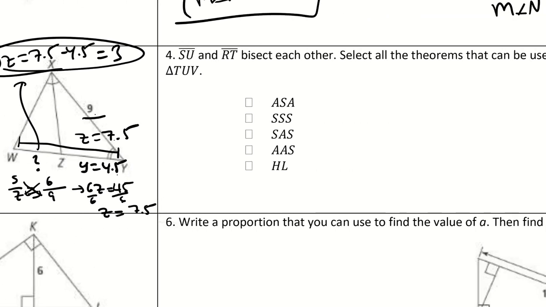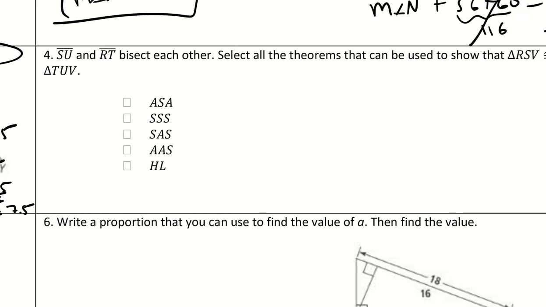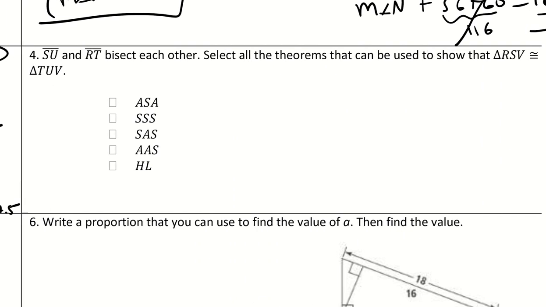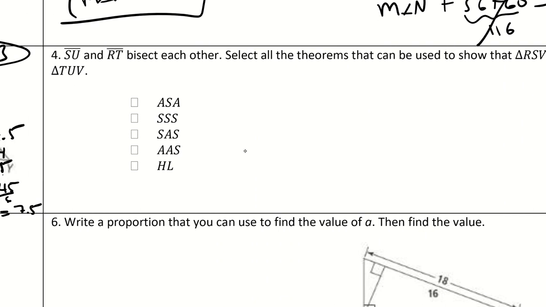Okay, so for number 4, SU and RT bisect each other. Select all the theorems that can be used to show that those two triangles are congruent. So SU and RT. I feel like, did we do this problem already? We might not. I don't remember if we did that problem.